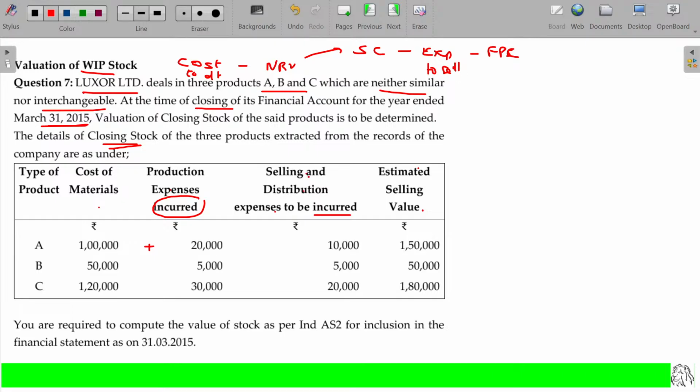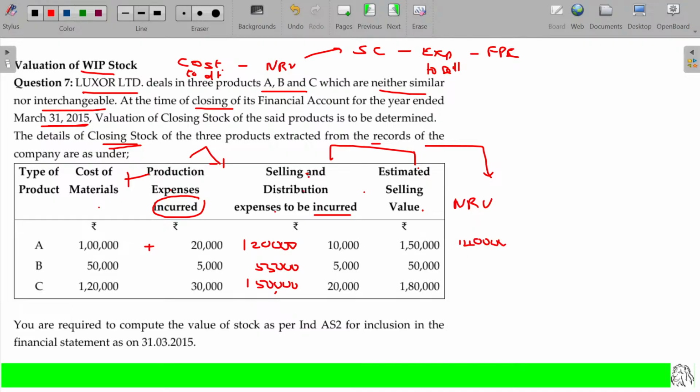This is supposed to be incurred, and will be subtracted from here to get the NRV. So NRV is nothing but the difference between these two. And cost to date is nothing but adding of these two. Is that clear? Cost to date being 1,20,000, 55,000, 1,50,000. NRV being 150 minus 10, 1,40,000; 50 minus 5, 45,000; and 180 minus 20, 160.